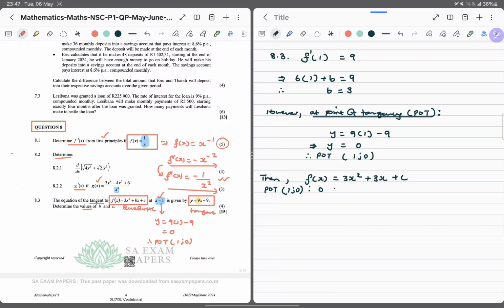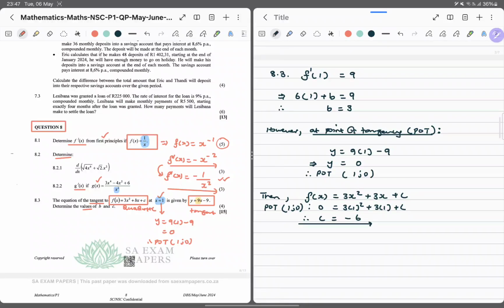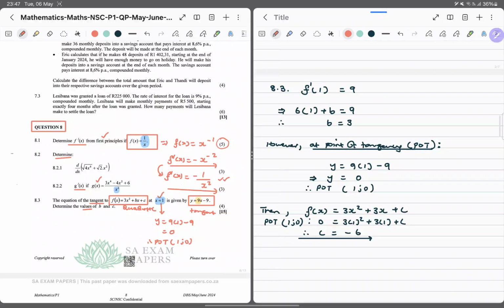It will be such that 0 is equal to 3 into 1 squared plus 3 into 1 plus c. Therefore c is, now this is 3 plus 3, that's 6. When you transpose it becomes minus 6. Okay, so we have sorted the two variables that we were supposed to sort. Okay, now what do we do?